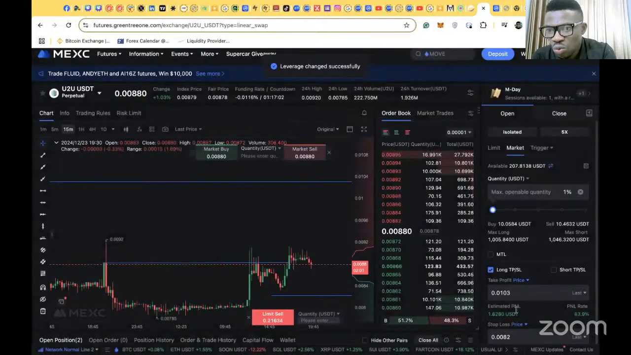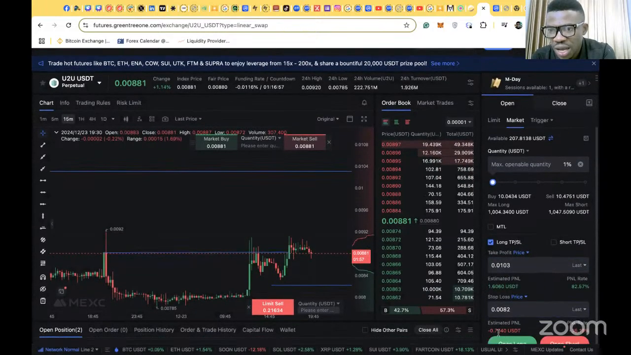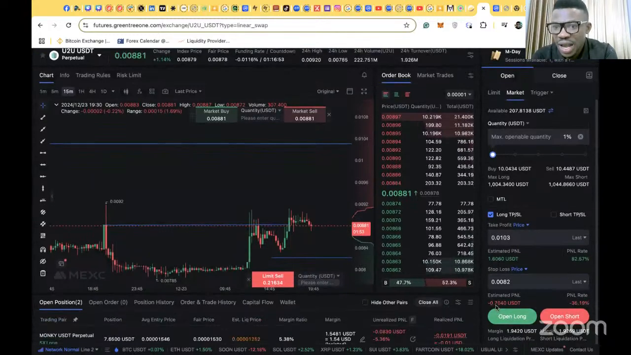It will also work on my expectation. Estimated profit, sorry, is 1.6 and my risk is 0.7. So I think I'm willing to go for this. I'm risking $0.7, and I'm targeting $1.6 if this trade goes to take profit. But let me take more risk, please. The next risk available is 1.4, so I'm willing to go for it.